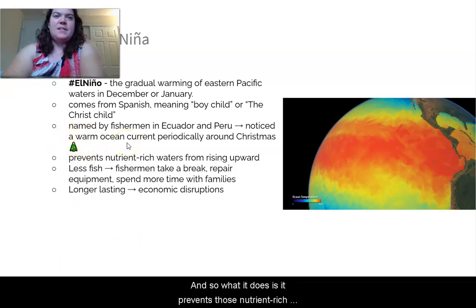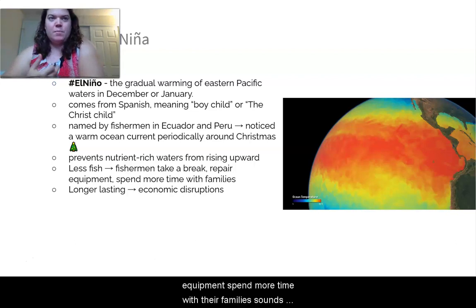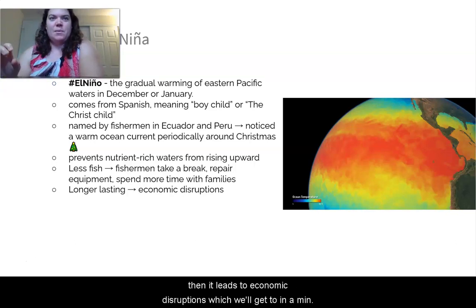And so what it does is it prevents those nutrient-rich waters from coming up, so there's less fish, which means that the fishermen would take a break, repair their equipment, spend more time with their families. Sounds great, but if it's long-lasting, like more than 6 months, then it leads to economic disruptions, which we'll get to in a minute.